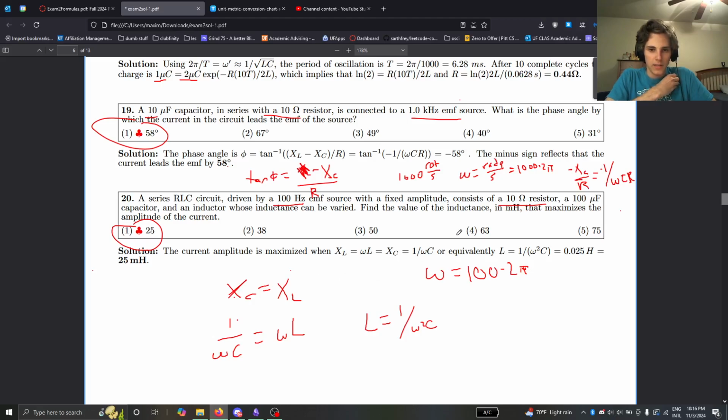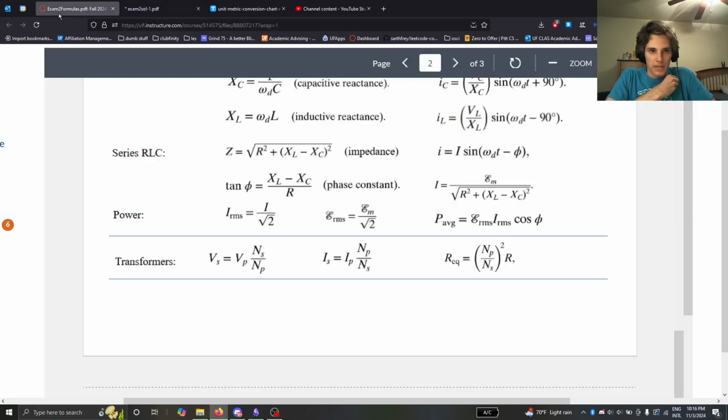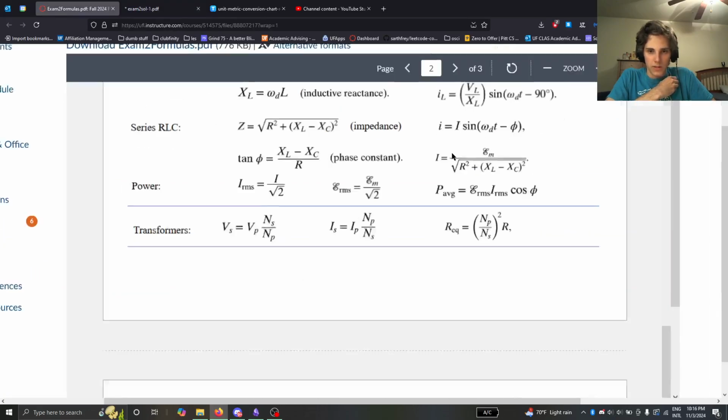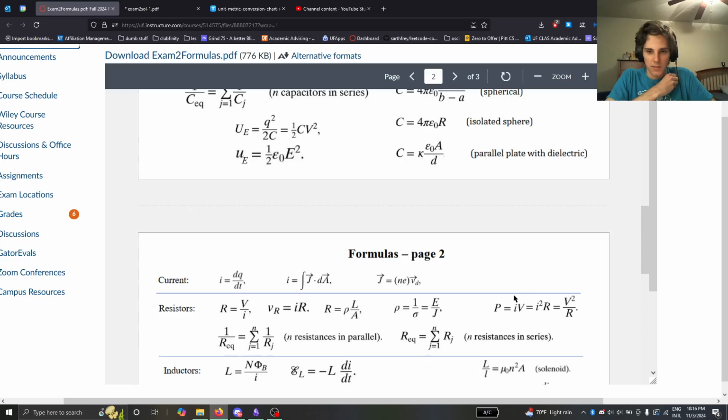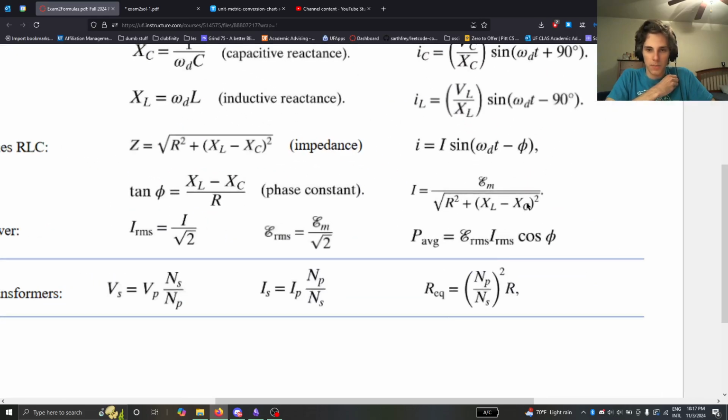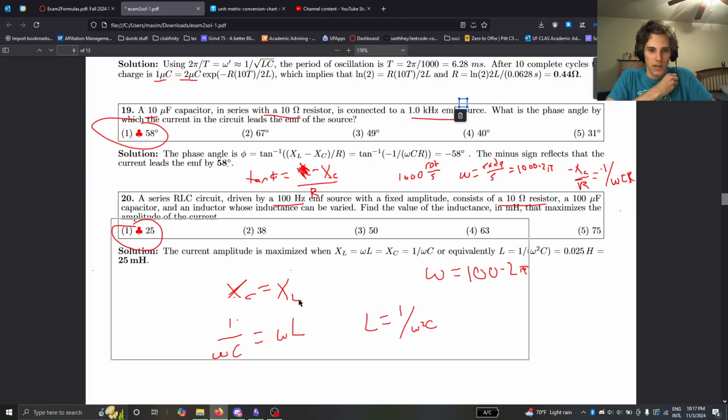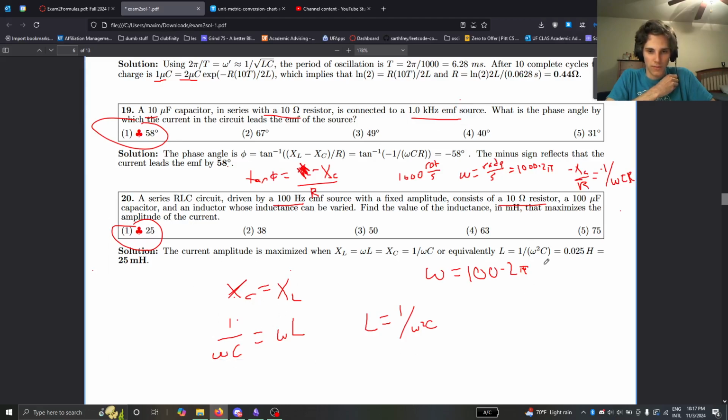And then finally, the resonance question. So here you want to maximize the amplitude of the current. This is also, as you said before, maximizing power, but you do that by setting this equal to 0, which you can solve and you get an answer. And again, multiply your hertz by 2 pi to get your omega.